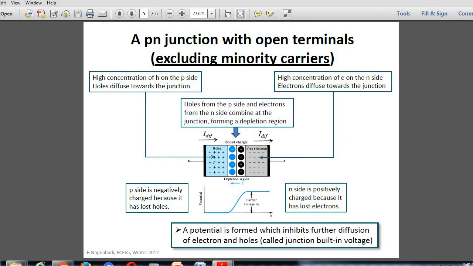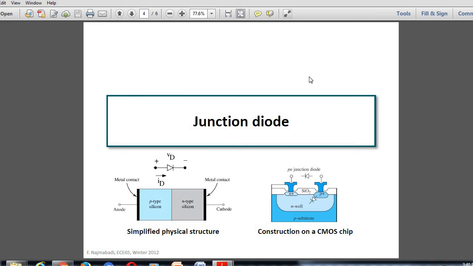Okay, next we come to the diode. What is a diode? A diode is a semiconductor device. By connecting one p-type material and one n-type material, we get the junction diode. Here is the symbol of the diode. This is the positive terminal and this is the negative terminal. Here you see this is the p-type material and this is the n-type material.